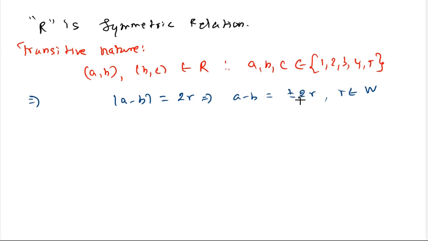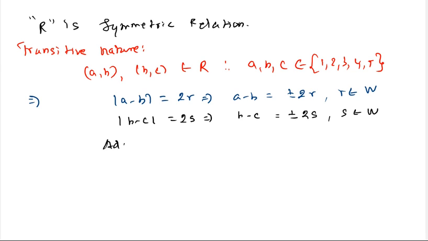A minus B equals plus or minus 2R, and mod of B minus C is also even, meaning 2S. This implies B minus C is equal to plus or minus 2S, where S belongs to the whole numbers.